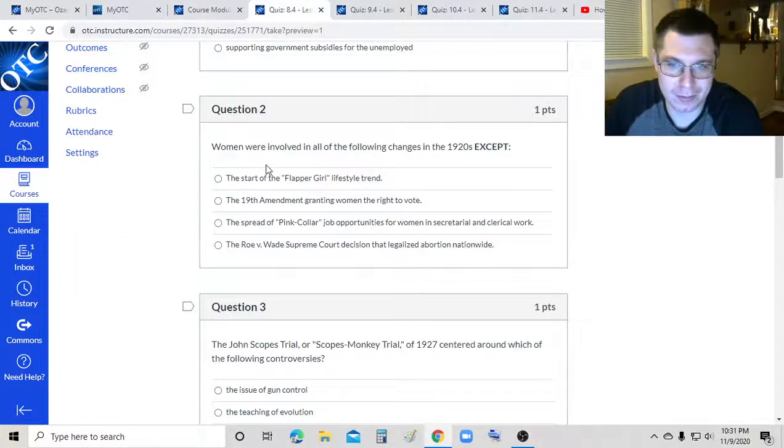Women were involved in all the following changes in the 1920s, except, so was there the flapper girl lifestyle trend? Yes. The 19th Amendment granting women the right to vote? Yes. Spread of pink collar job opportunities? Yes. The Roe versus Wade Supreme Court decision that legalized abortion? No, that comes in the 1970s. That's much later, so that is the exception.